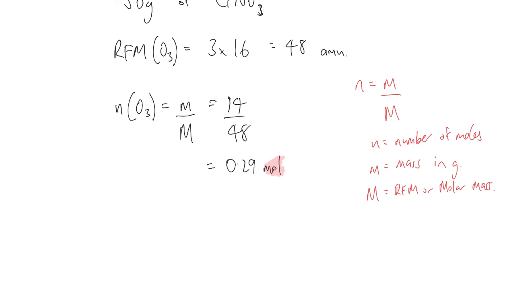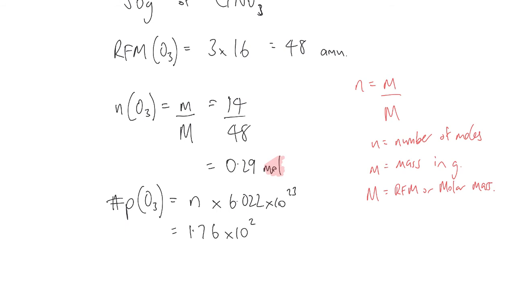Now remember, 1 mole is equal to how many particles? What's that large number again? 6.022 times 10 to the 23. So, the number of particles of O3 is equal to the number of moles times 6.022 times 10 to the 23, which is some value. 1.76 times 10 to the 23.